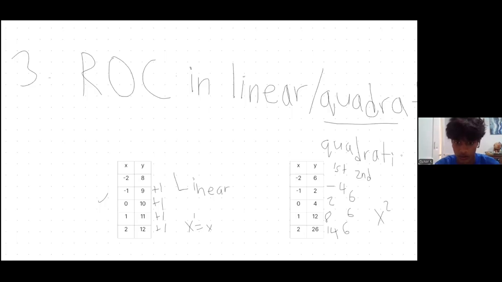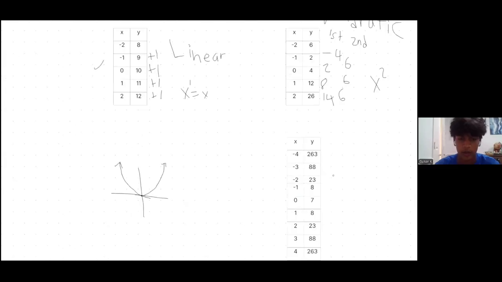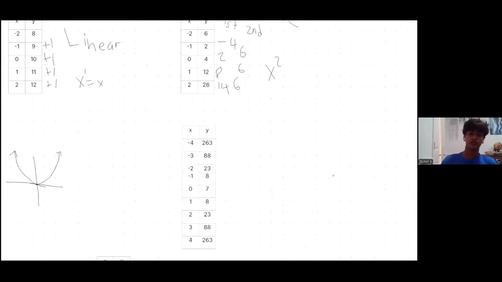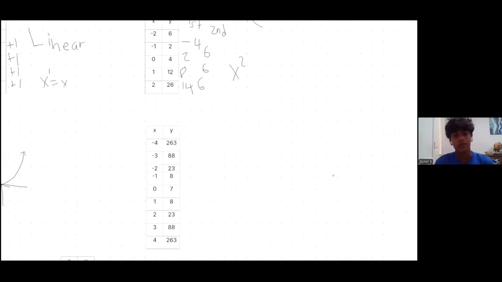Now let's move down. Here's a challenge problem for you. Looking at this table, can you find what degree this graph is going to be? You can pause the video and try to find the solution. I'll be solving it in 5, 4, 3, 2, 1.